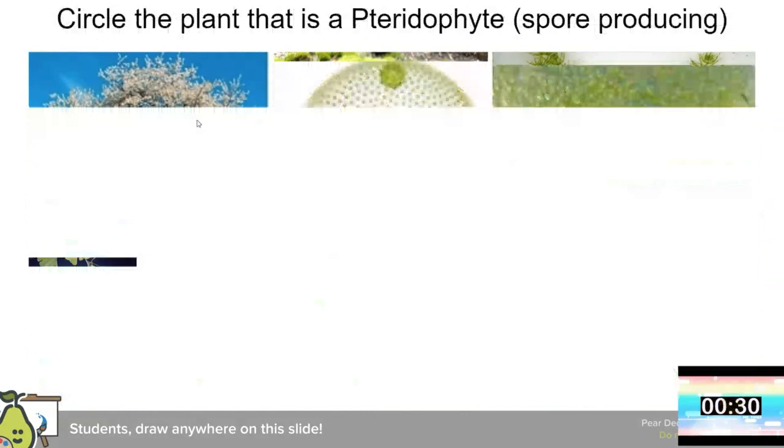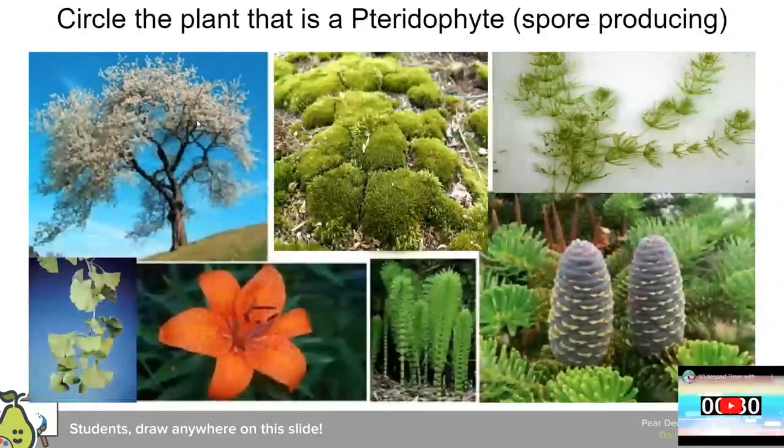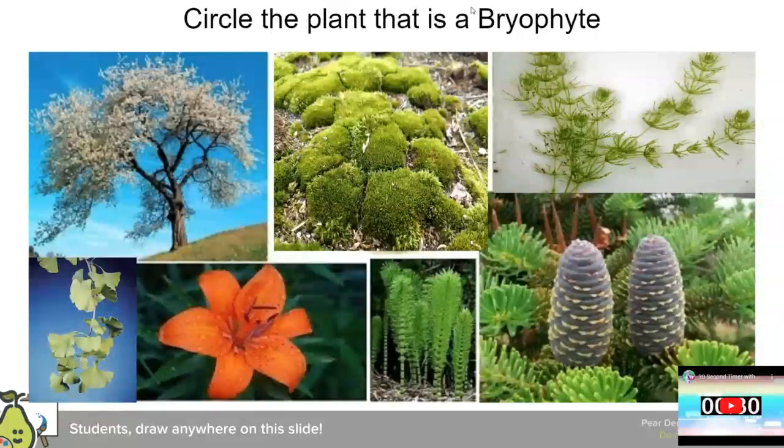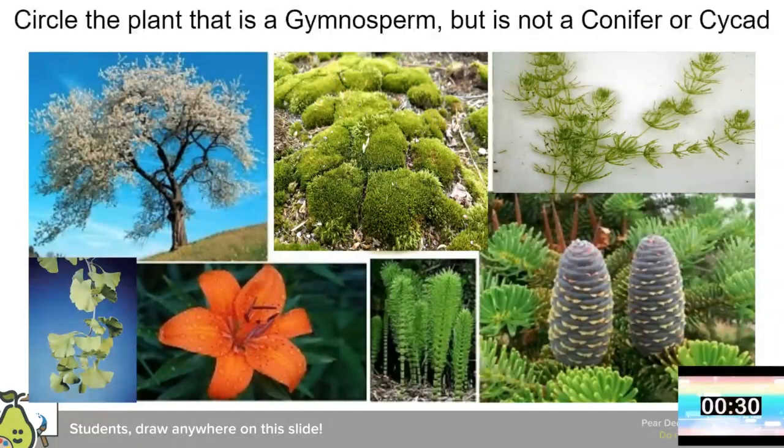All right, a pteridophyte. Remember, pterodactyl. Pteridophytes are spore-producing plants. They are vascular. They do have xylem and phloem, but they produce spores, not seeds. So this little horsetail fern is going to be our pteridophyte or spore-producing plant. All right, bryophyte. Bryophytes are the mosses, hornworts, and liverworts. So this is your moss, and it is a bryophyte.